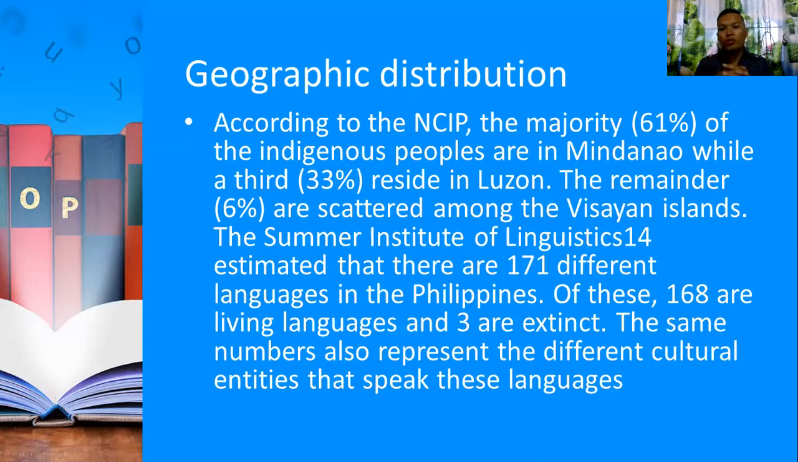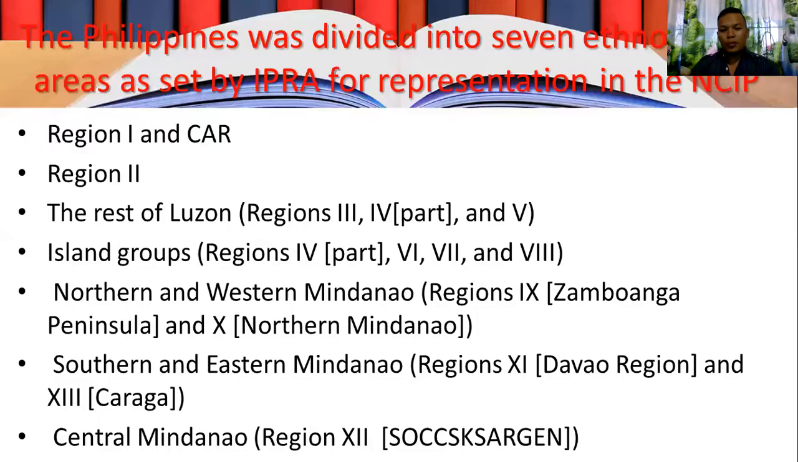So that is the first part. Here is the distribution of the indigenous community groups. It was divided into 7. In region 1 or CAR, then region 2 in Luzon, then region 3, 4 or part of region 5, there are the indigenous communities. That is the 33%. Then there is the island group region 4, region 6, region 7, region 8. That is the 6% in Visayas.